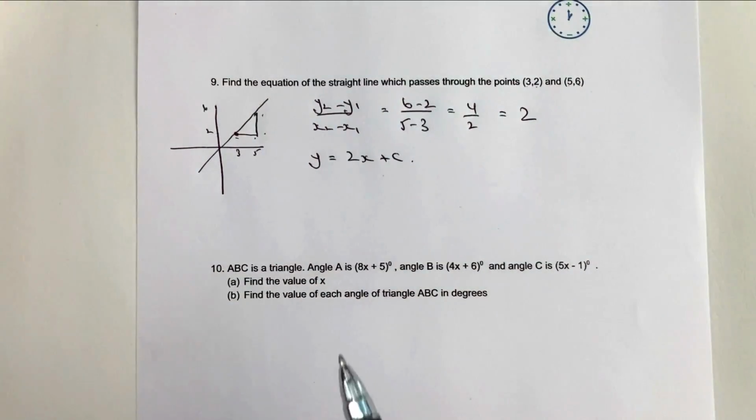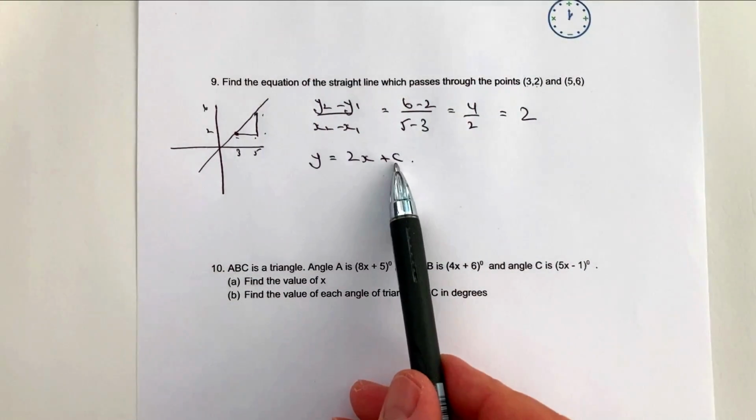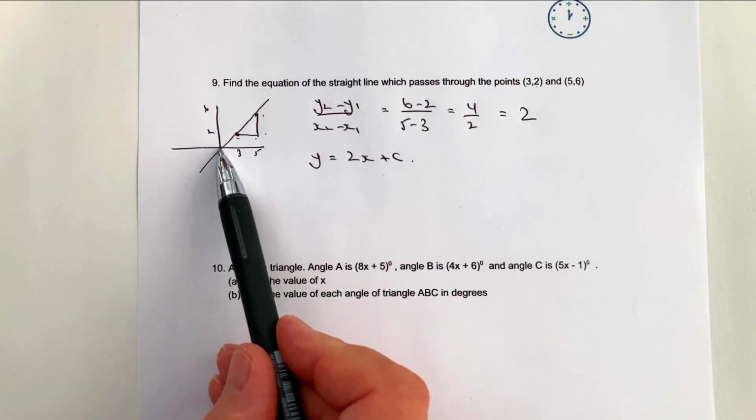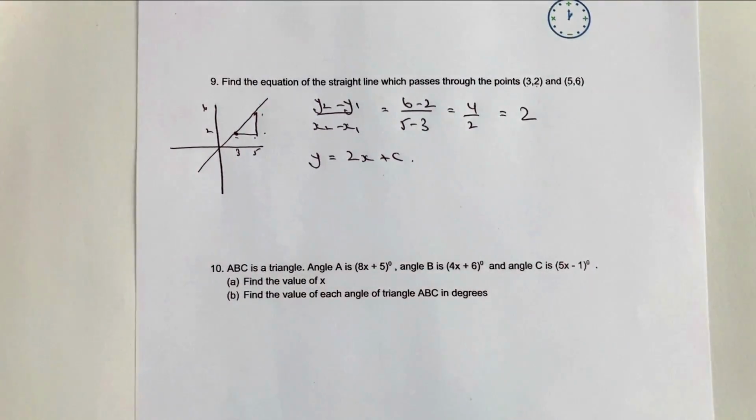Okay, so the final thing we need to do is work out the value of c, in other words, the value at which the line crosses the y-intercept. Now, I have a feeling I've not drawn that particularly well, but let's work it out and see where it actually does cross the line.